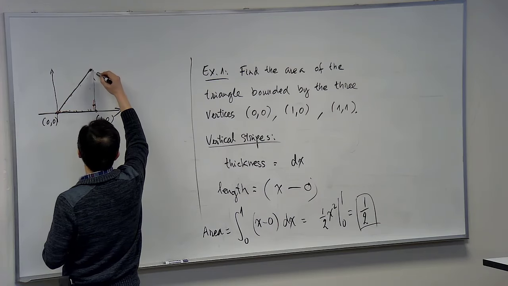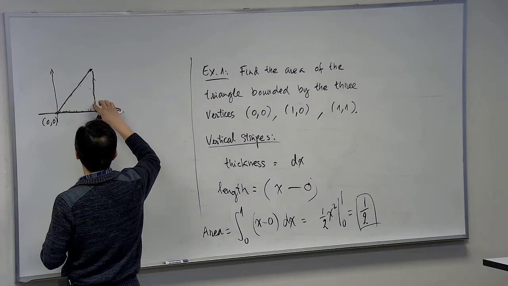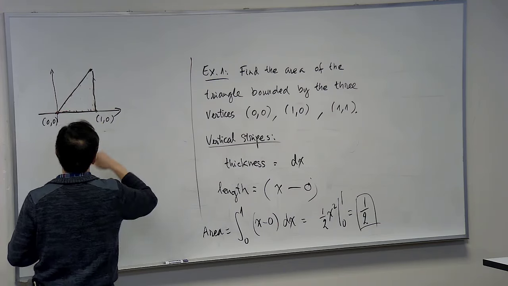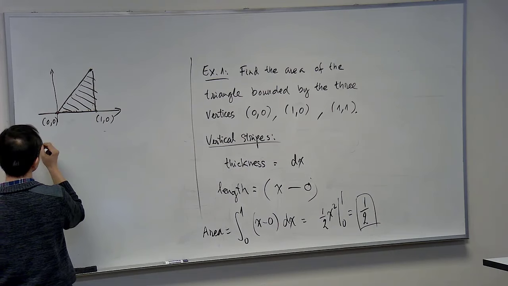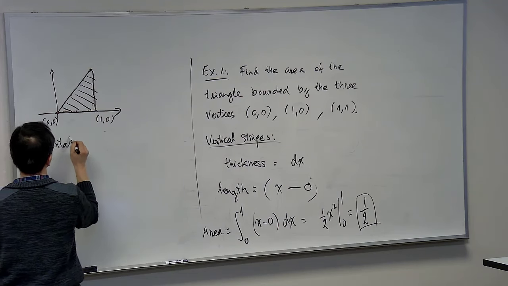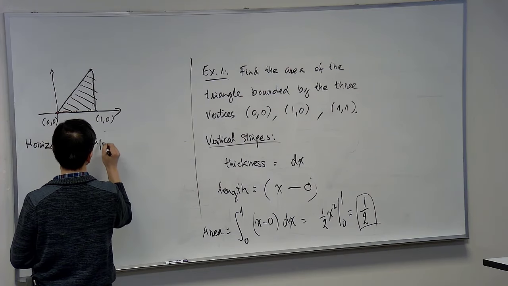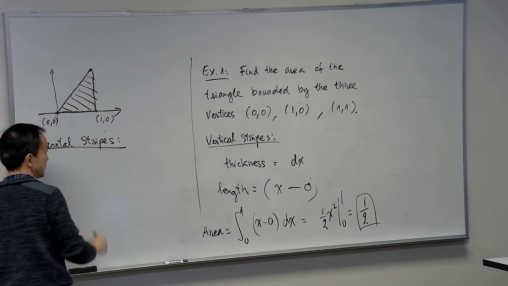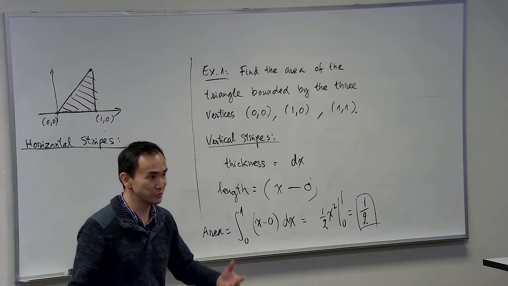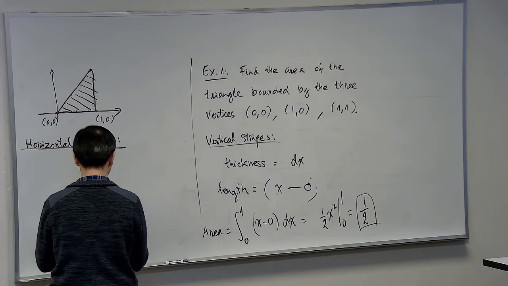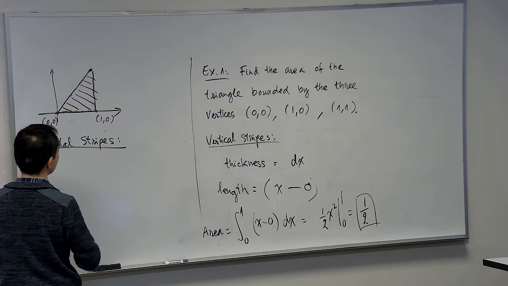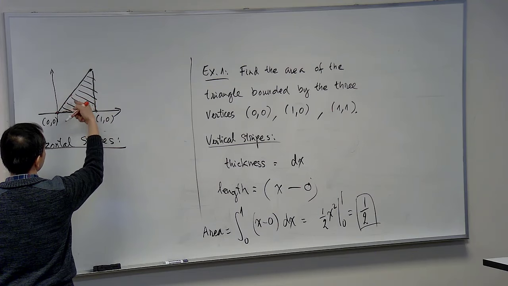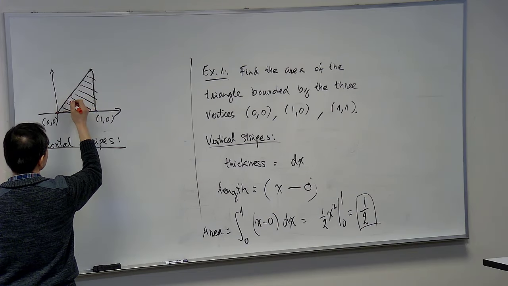Alright. So, that's our area. But what happens if we're using horizontal stripes this time? The boundary being the curve is just the curve, right? It's just a drawing. Let's see how I can put in the horizontal stripe. A horizontal stripe through this area region really looks like this.